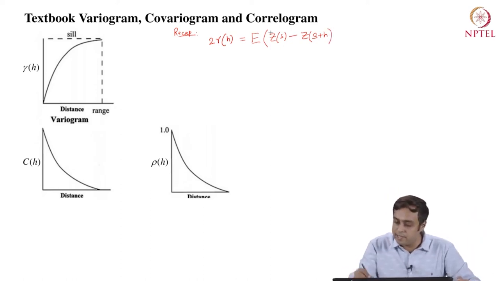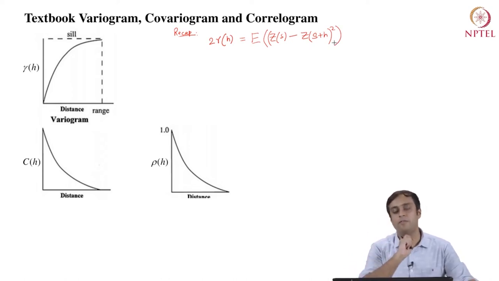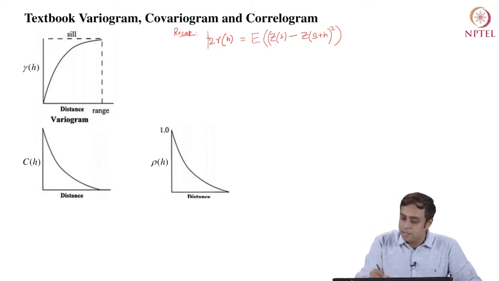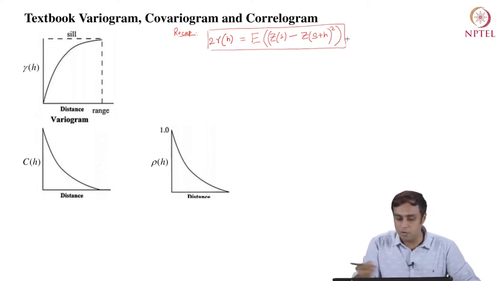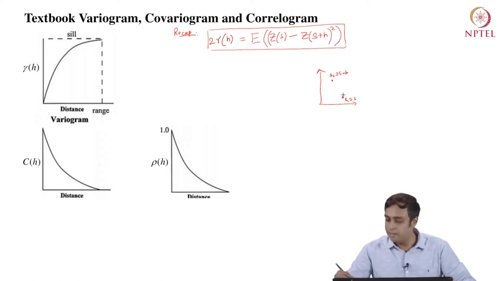Okay? If we take this difference, we square it and we take its expectation. This is the theoretical definition of a variogram, right? Now, in this theoretical definition, we always have understood this definition with this figure. So I'm going to just quickly draw this figure here. You have a location S1, which I'm defining as S, and a location S2, which I'm defining as S plus H, right? The vector from S1 to S2 is called the spatial lag vector H, right?